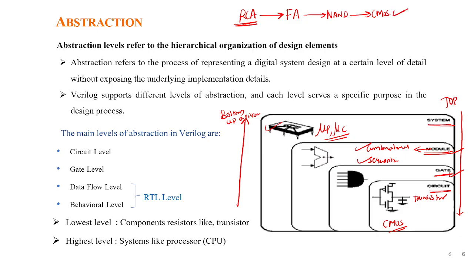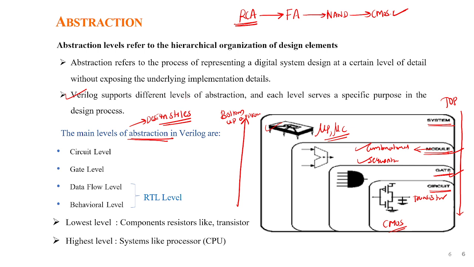So abstraction level refers to the hierarchical organization of design elements. Abstraction refers to the process of representing the digital system at a certain level of detail without exposing the underlying implementation details. Verilog supports different levels of abstraction. Mainly we call these abstraction levels in Verilog, or design styles.